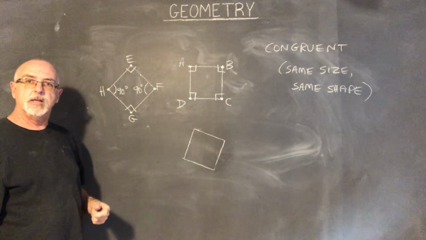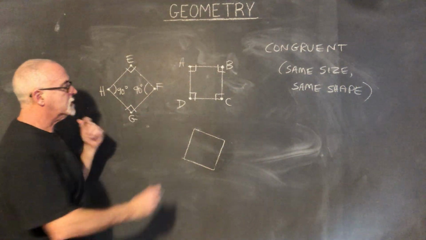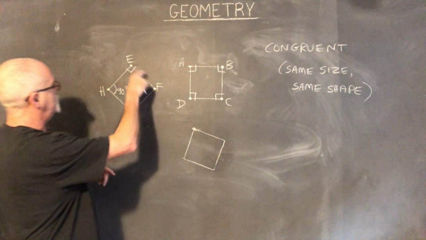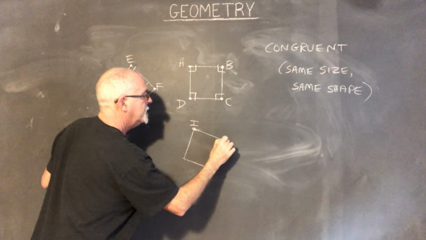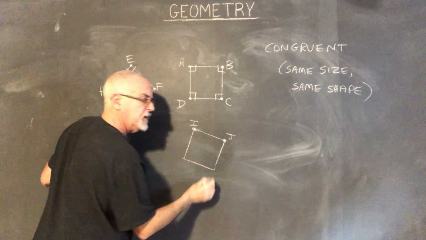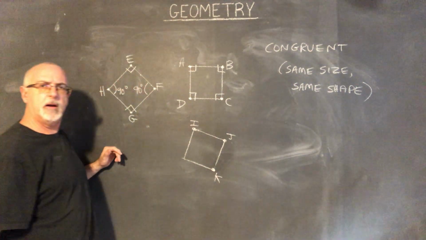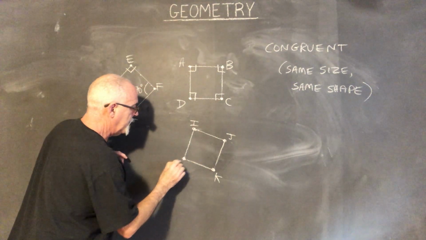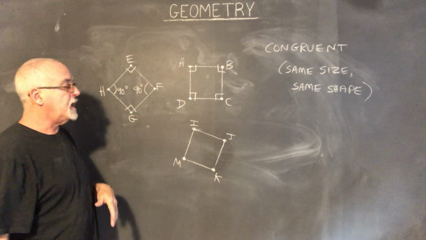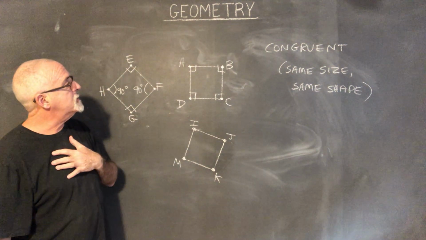I traced the same block of wood that I used to make the first square. I am going to call this E, F, G, H, I, J. What is it with this alphabetical order? K. Do I have to have them in alphabetical order? Not really. So I'm going to put an M here. There. I, J, K, M is the name of my third square.